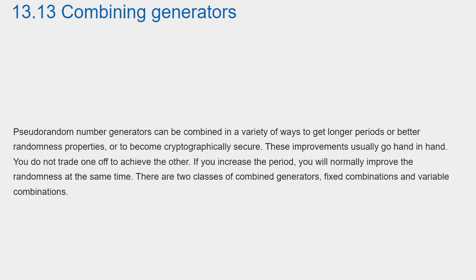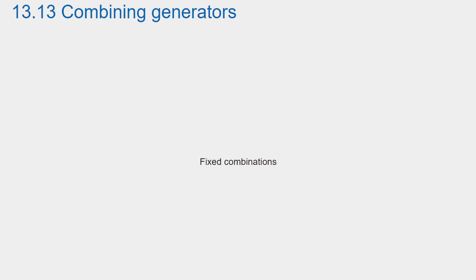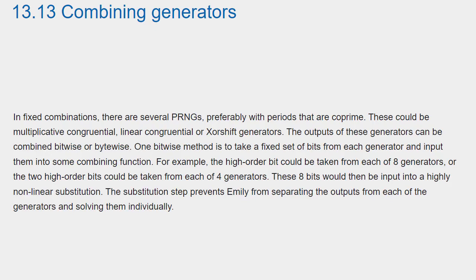There are two classes of combined generators: fixed combinations and variable combinations. Fixed combinations. In fixed combinations, there are several PRNGs, preferably with periods that are co-prime. These could be multiplicative congruential, linear congruential, or XOR shift generators. The outputs of these generators can be combined bitwise or bytewise.